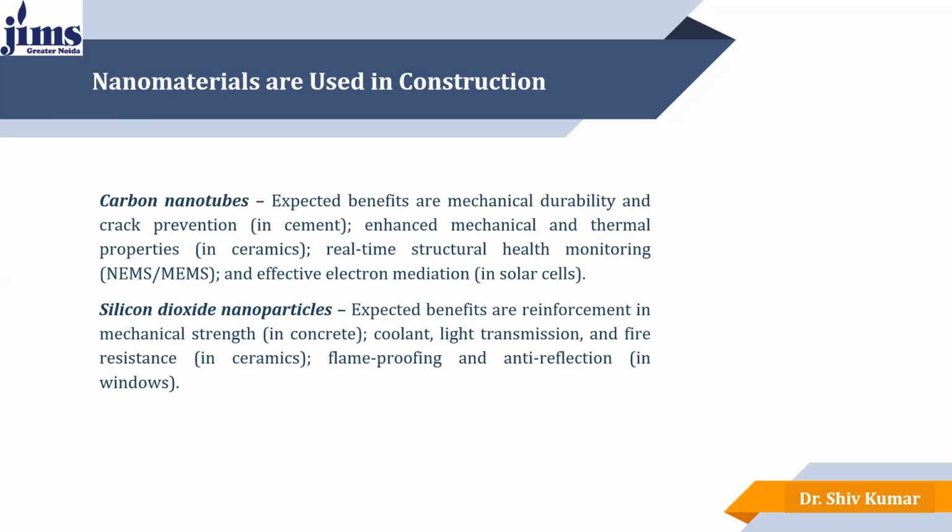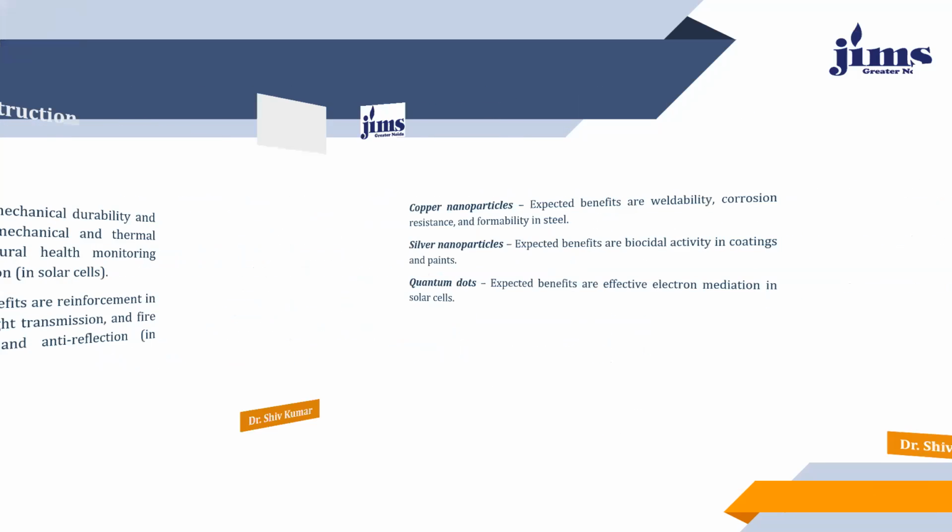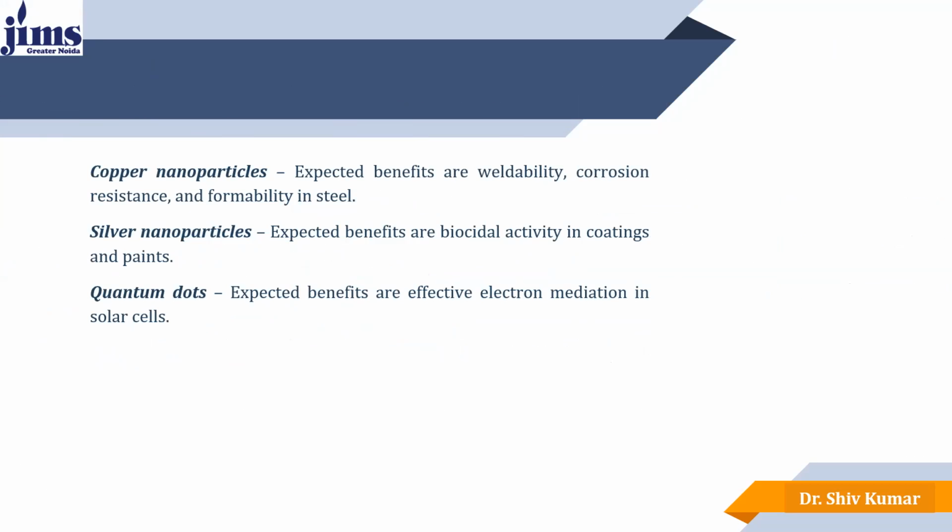It provides flame proofing and anti-reflection in windows. So by coating with silicon dioxide nanoparticles, we can reduce the reflection from the surface. We can make the building heat resistant or fire resistant. It acts as a cooling material. So by the application of this silicon dioxide, we can increase the energy efficiency of the building.